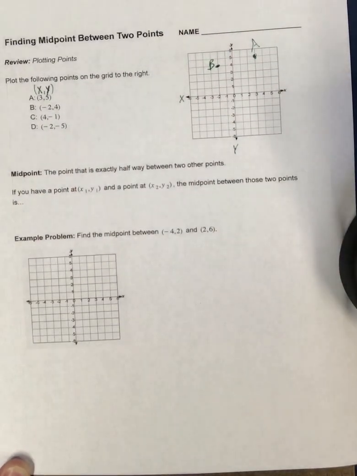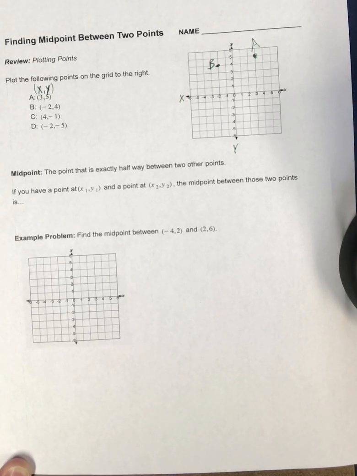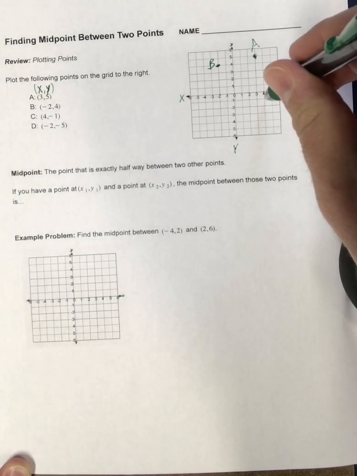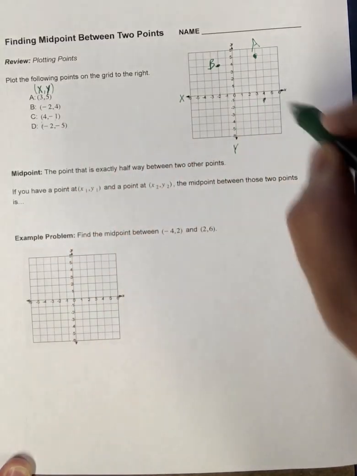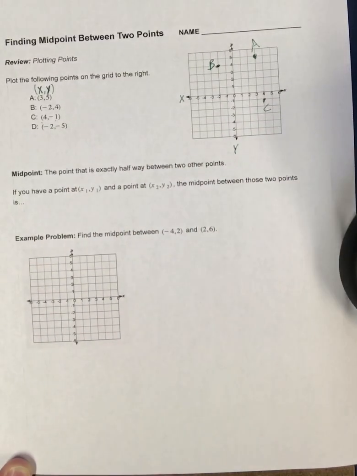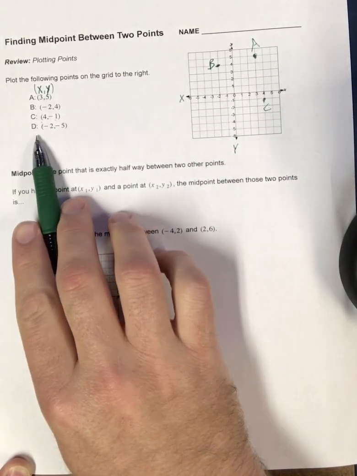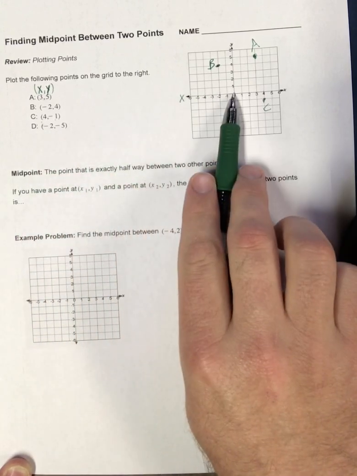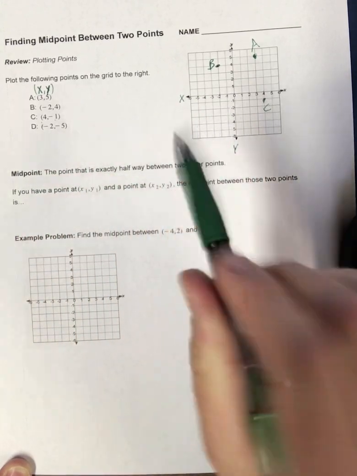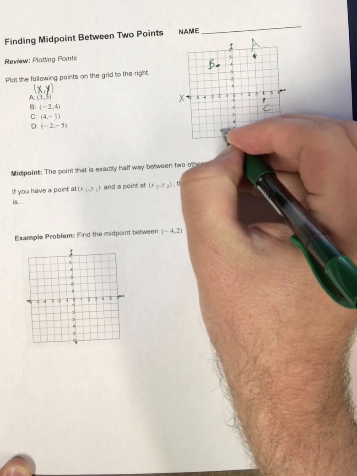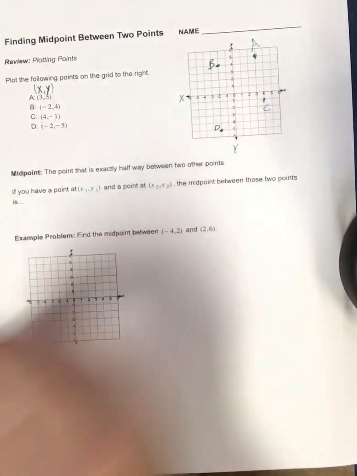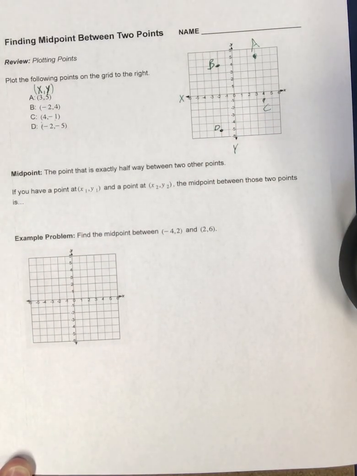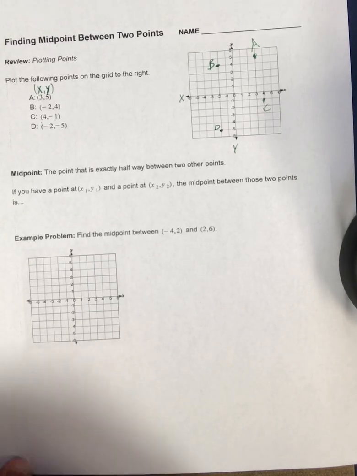You might want to pause the video now to see if you can get C and D correctly. Okay, C. We go to 4, then down 1 to -1. 4 is the x, -1 is the y. Label that C. -2, -5. So first go to an x value of -2, then go down to a y value of -5. And that is the warm-up.